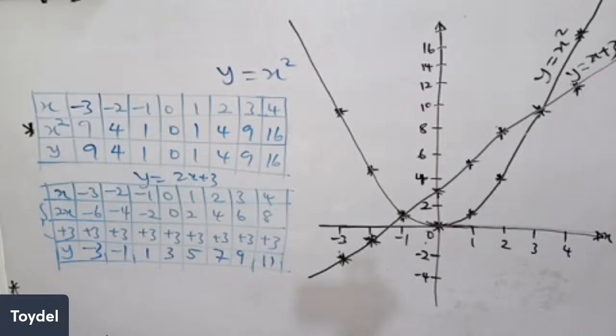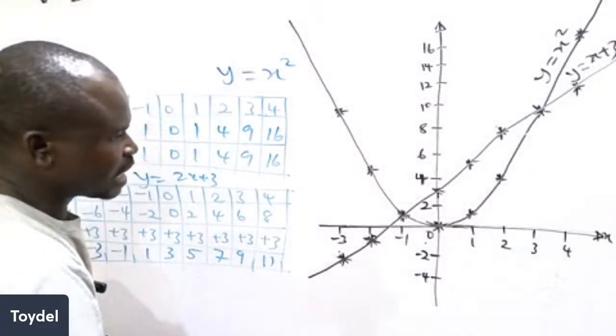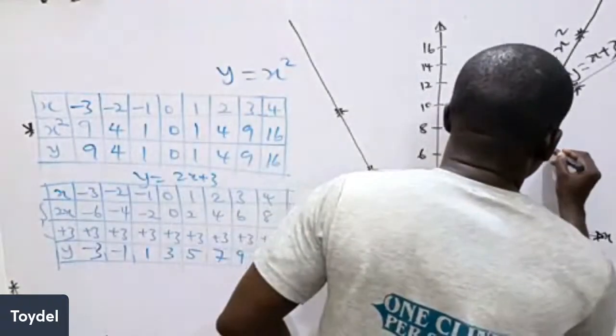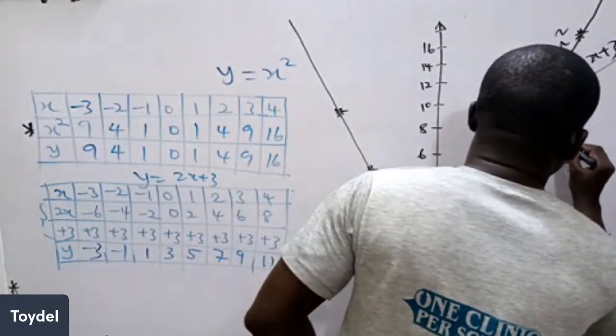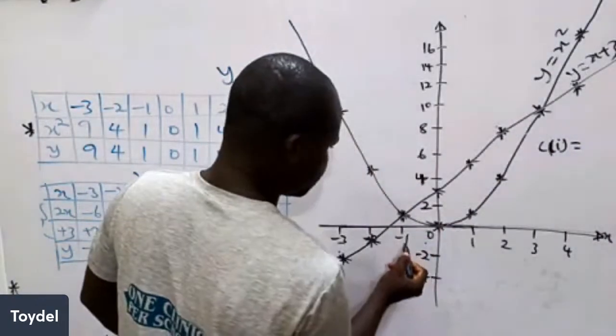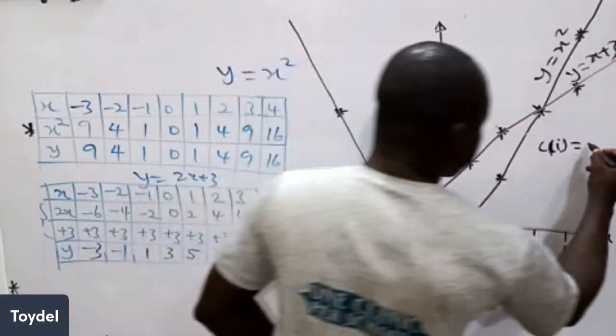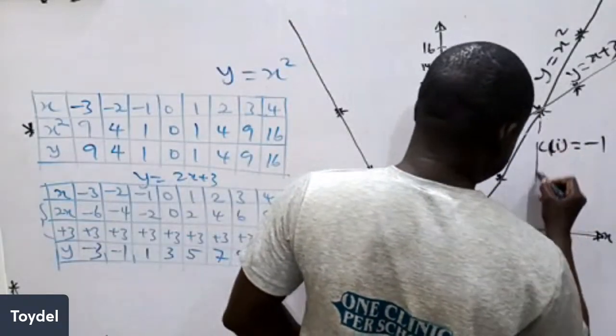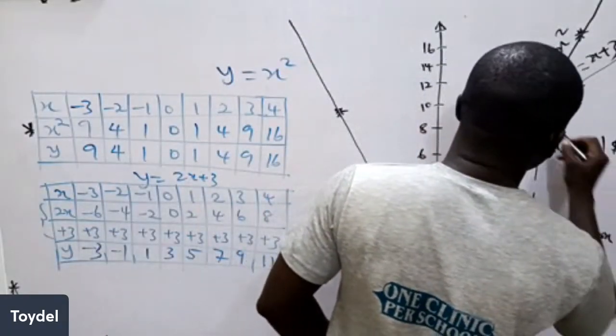The root of the equation here will be their meeting point, where the linear and the quadratic meet. See figure 1. The root of the equation will be their meeting point here. It will be -1, and this other one is 3. And 3, that will be the root of the equation.